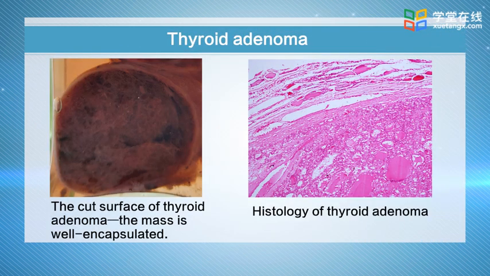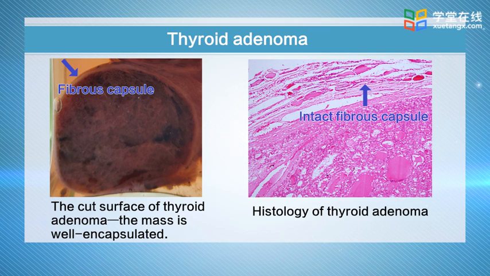These two pictures show us the typical morphology of thyroid adenoma. On its cut surface, the mass is well encapsulated. Histologically, the tumor tissue contains mature follicles with colloid and are demarcated from the adjacent thyroid parenchyma by a well-defined, intact fibrous capsule.